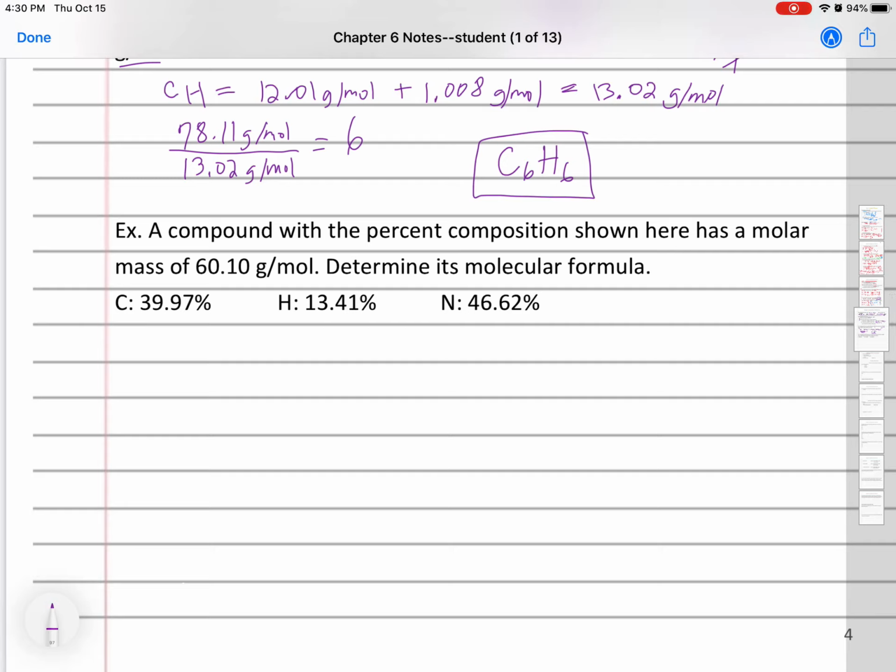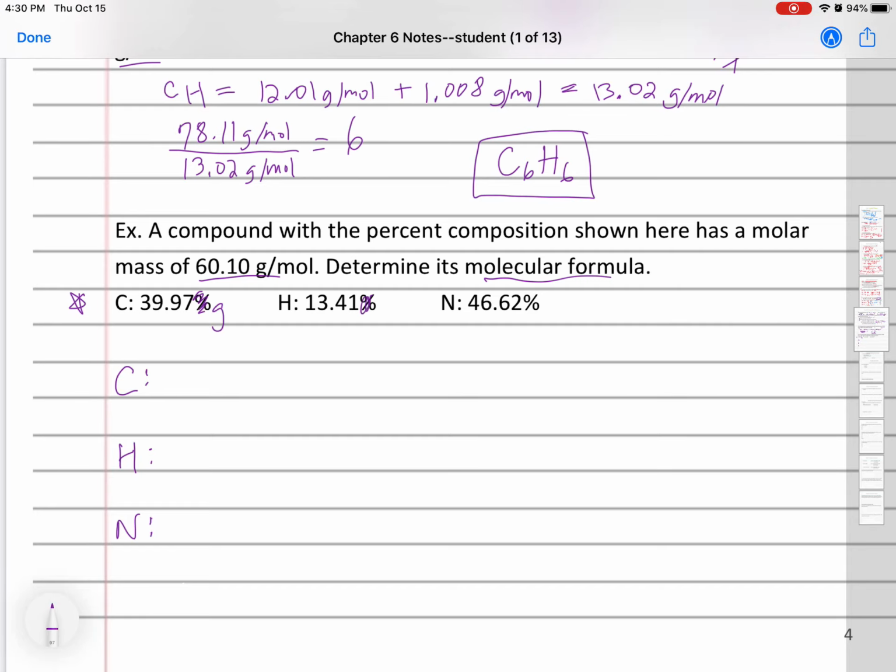All right, another example. In this one, we're going to have to determine the empirical formula because we're given some experimental data. Then we can figure out the molecular formula. A compound with the percent composition shown here has a molar mass of 60.10 grams per mole. Determine its molecular formula. Well, first we can figure out the empirical formula from the experimental data, just the way we did on the previous page.